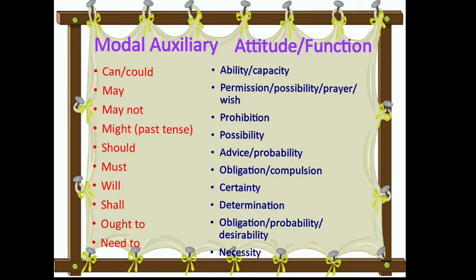Next one is may. It shows permission, possibility, prayer or wish. May not is used to show prohibition. Might is the past tense of may, which is used to show possibility. Should is used for advice or probability. Must for obligation or compulsion. Will is used to show anything which is certain, sure and definite. Shall for determination. Ought to for obligation, probability or desirability. Need to is used to show necessity.